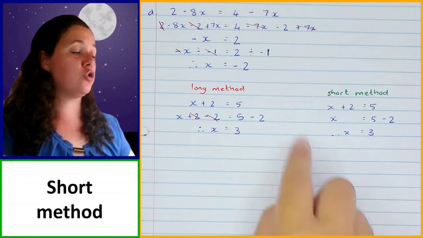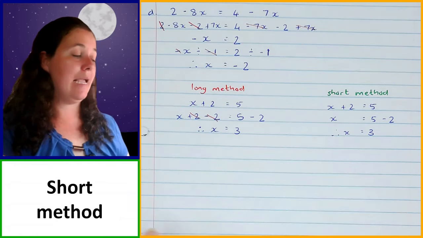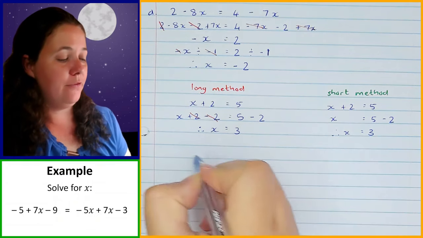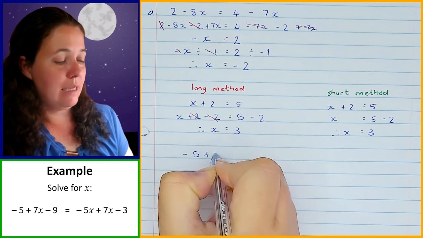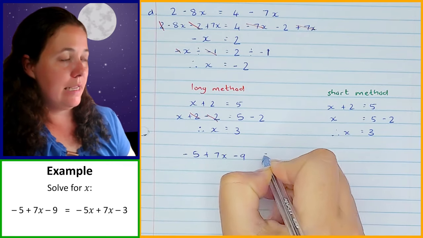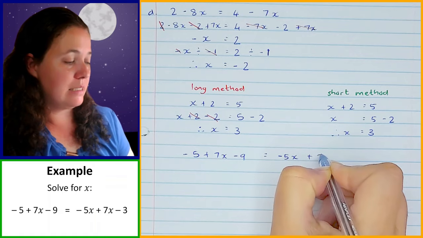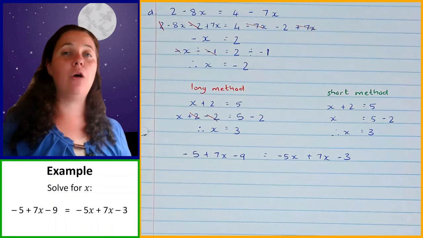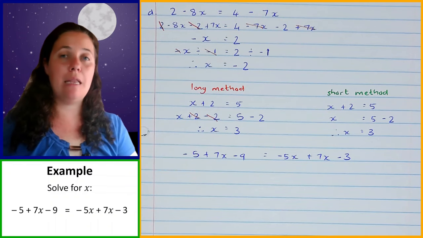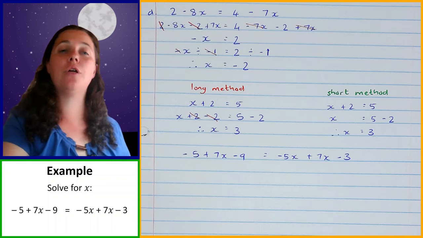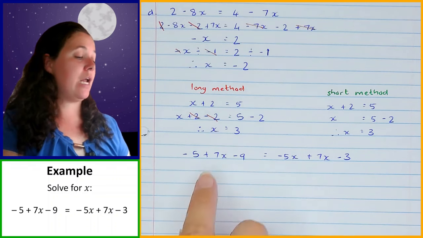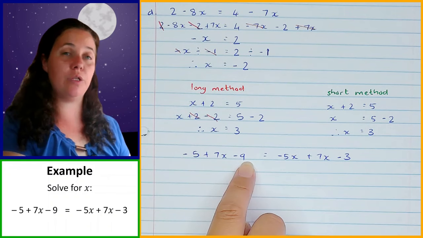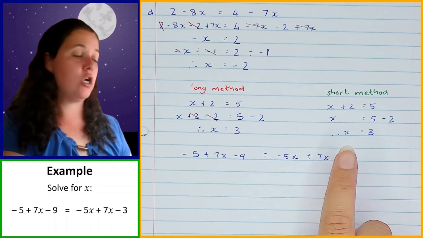So now we're going to use the short method in an example that we're going to be doing over here. Okay, so in this example, I've got negative 5 plus 7x minus 9 equals negative 5x plus 7x minus 3. Okay, so first of all, I know I want my x's to be on the left-hand side of my equation. I want my numbers to be on the right-hand side of the equation, which means that I need to get rid of any non-x terms or any constant terms on this side. I need to get rid of any x terms on this side.